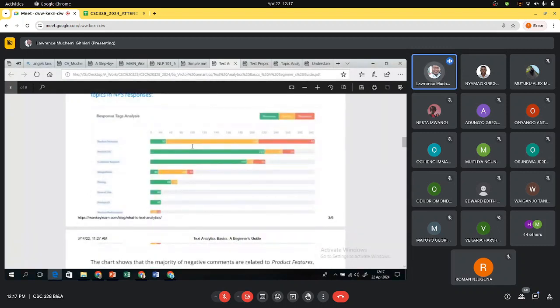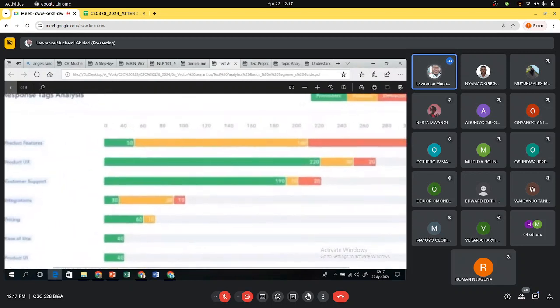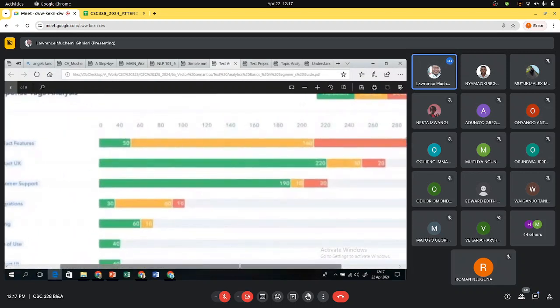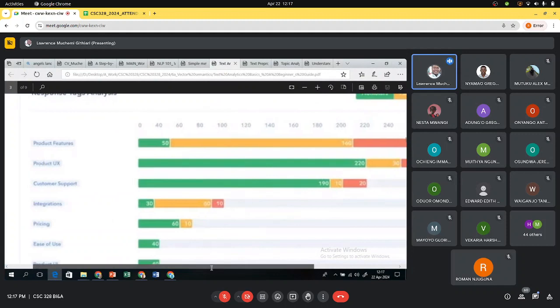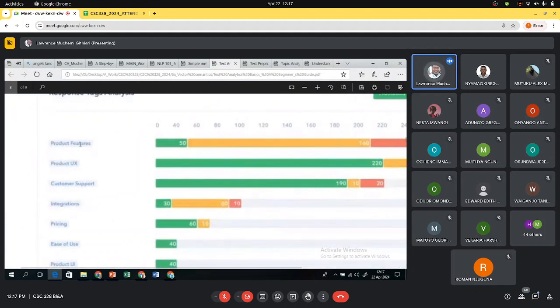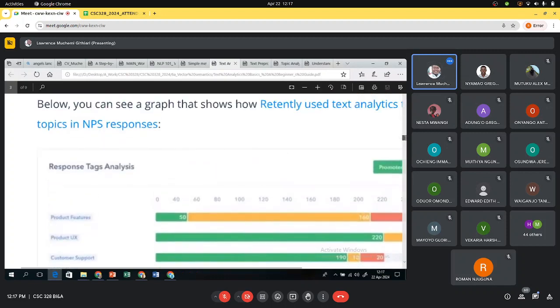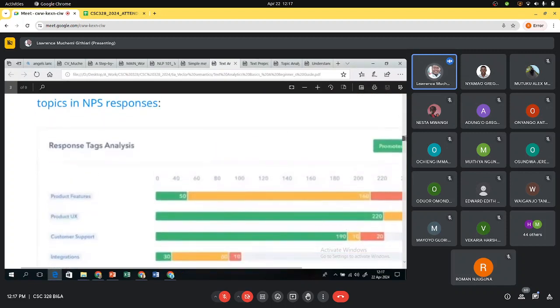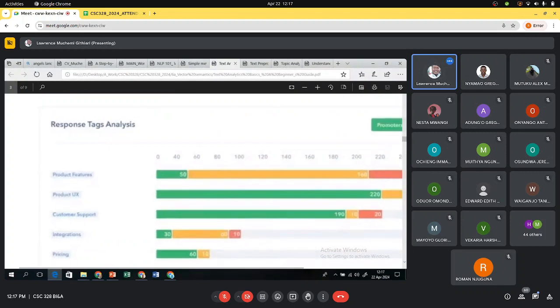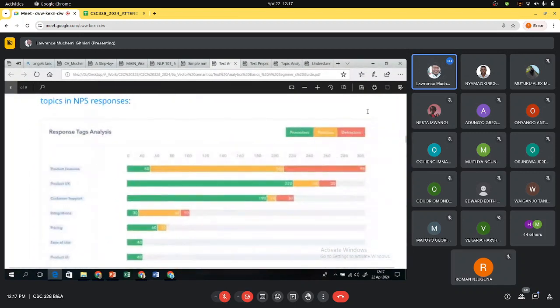If you have yours, you can magnify, but let me try to make it larger for everybody to see. So on this side, I have product features. On this side, I have what? Response tags analysis. So this is what now? Let me make it smaller. Yeah, so the green are what you call the promoters.